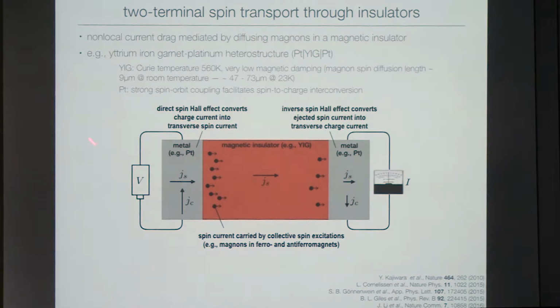And that spin current can be detected through the electromotive force that it generates. And so this kind of two-terminal spin transport through insulators is detected as non-local current drag that is mediated by diffusing magnons in the magnetic insulator. And so far, a lot of interest has been looking at how the spin propagates through here, and a lot of details we will see in this conference as well. What I'd like to do in this talk is to focus on the noise in this spin current, and what are the interesting things one can learn by looking at the noise.